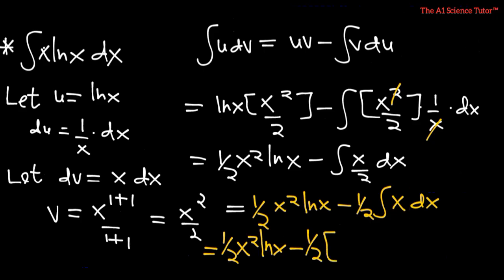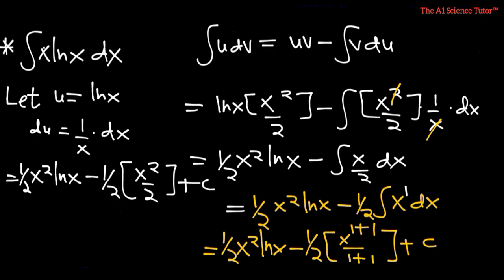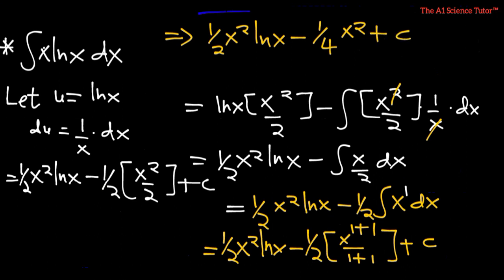Now, if we wanted to integrate x, we know that x is actually raised to the power of 1. So that should be x raised to the power of 1 plus 1, divided by 1 plus 1, and you would have a plus c right there. So the answer here should be 1 over 2 x squared ln x, minus 1 over 2 times x squared over 2, plus c. So the final answer that we should have is 1 over 2 x squared ln x minus, we have 1 over 2 multiplied by another 1 over 2, so that should give us 1 over 4 x squared, plus c. So that is the answer to the question.